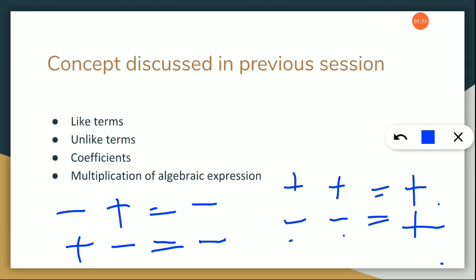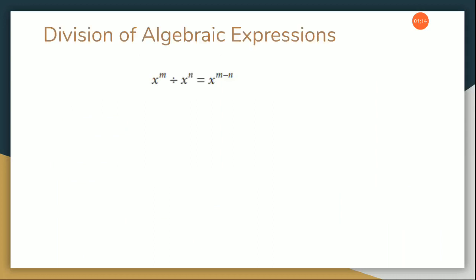Shall we begin with today's topic now? First, division of algebraic expression. As we had a product rule for multiplication, we have a division rule here. In the product rule, what did we do? We added the powers. In division, we are going to subtract the powers. Keep in mind, this is division. There is a minus sign, right? So the power should always be subtracted in division.